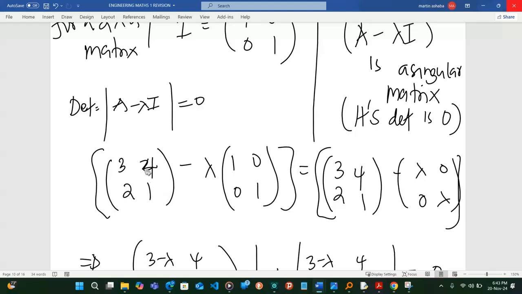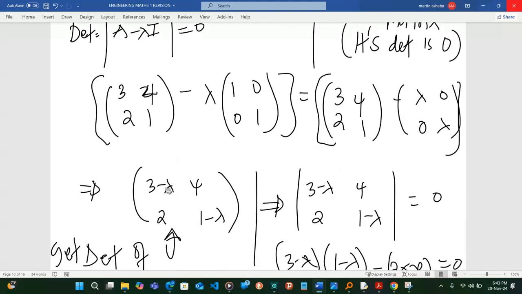So we substituted in our values for A and our values for the identity matrix, and we multiply this lambda into this identity matrix and get this matrix lambda 0, 0, lambda. So what we have done is now to go ahead and subtract. So we get 3 minus lambda, we write here. We get 4 minus 0, we write here. We go down and write 2 minus 0, we get to write 2 here. And down here we write 1 minus lambda, which we write down here.